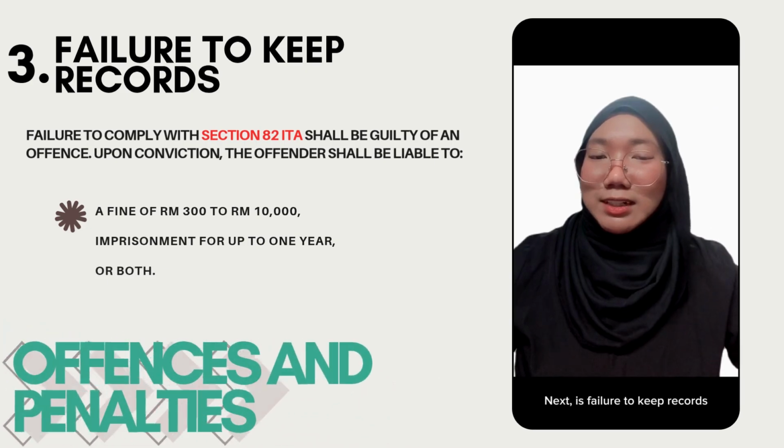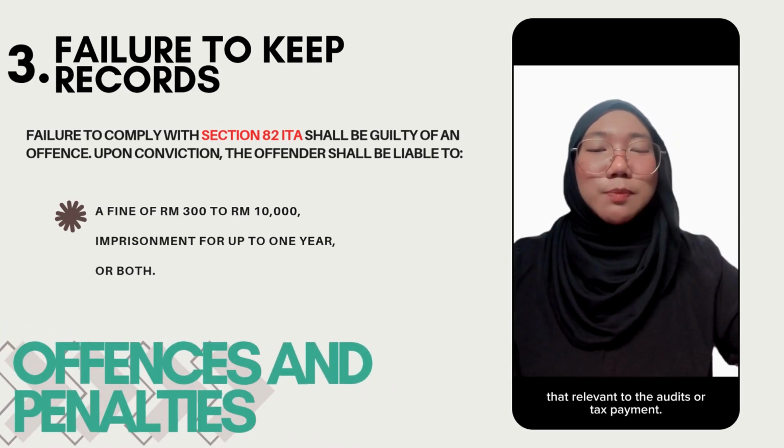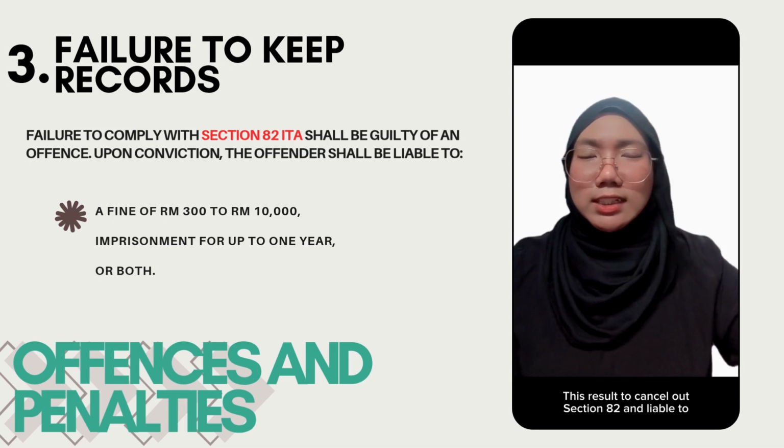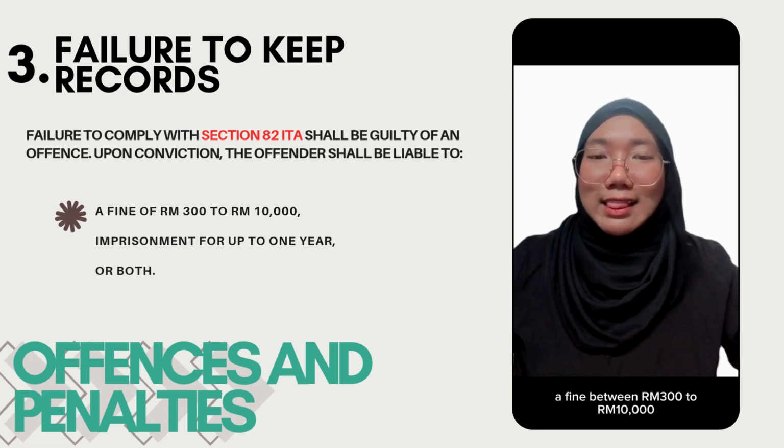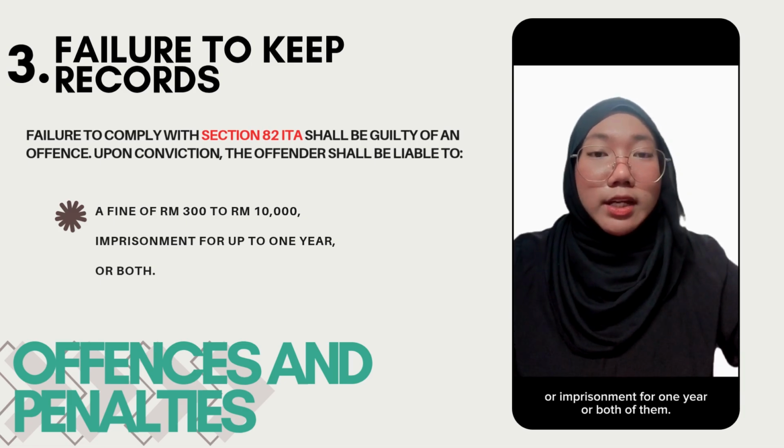Next is failure to keep records that are relevant to the audits or tax payment. This is an offense under Section 82 and is liable to a fine between 300 ringgit and 10,000 ringgit or imprisonment for 1 year or both of them.